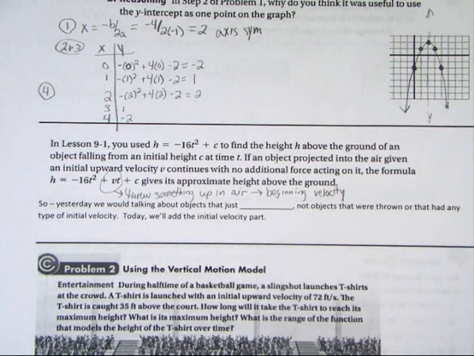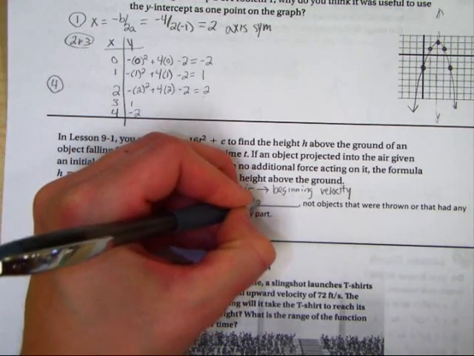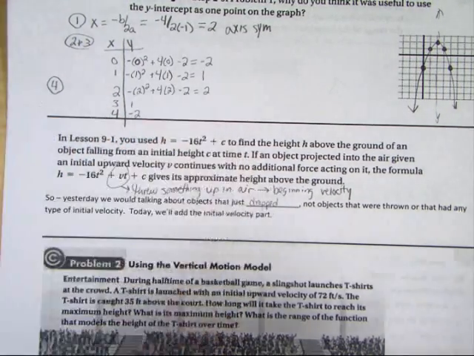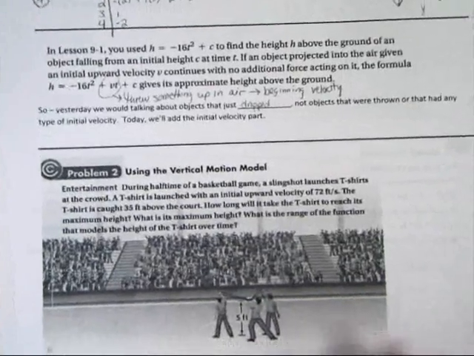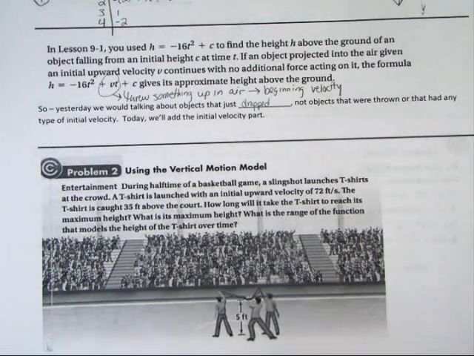So yesterday we were talking about objects that would just be dropped. Today we're going to talk about the objects that are thrown or that had a type of initial velocity. I'm going to finish this problem and the next one in one more video.